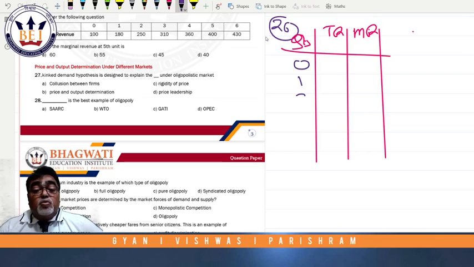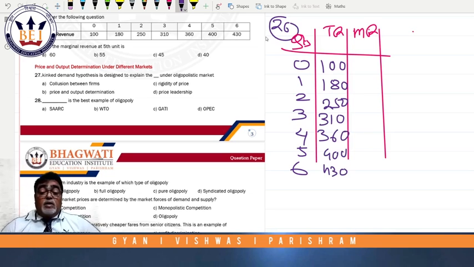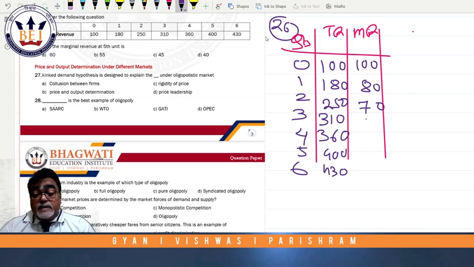0, 1, 2, 3, 4, 5, 6. Total revenue 100, 180, 250, 310, 360, 400, 430. But marginal revenue is what? Rate of change. So it is what? 100, 80, 70, 60, 50, 40, 30. It means the gap between this and this, gap between this and this.